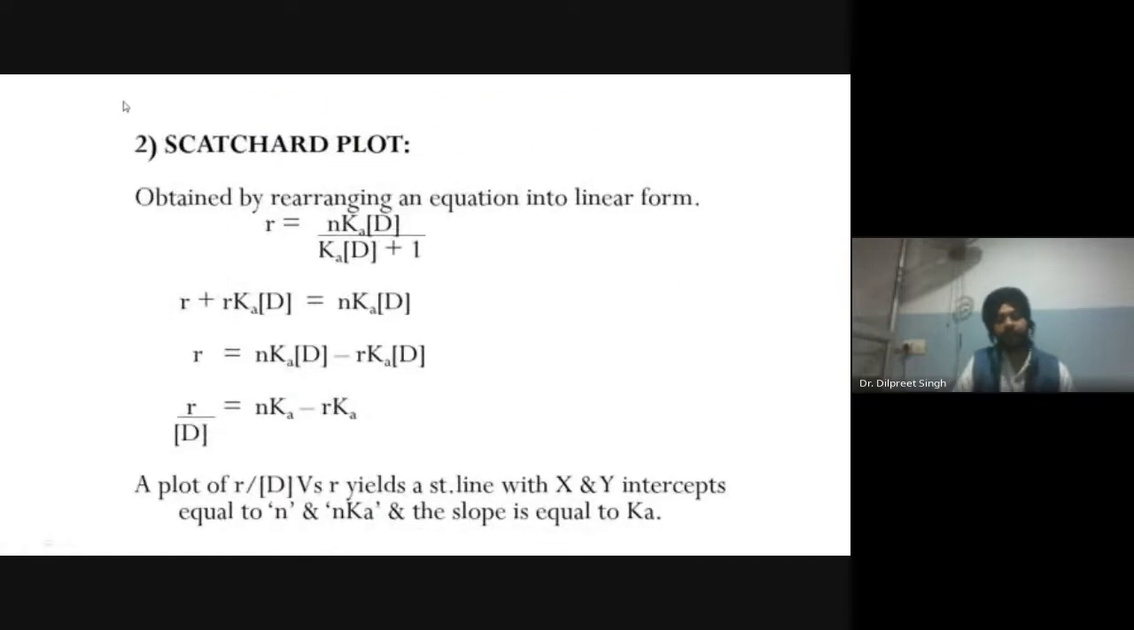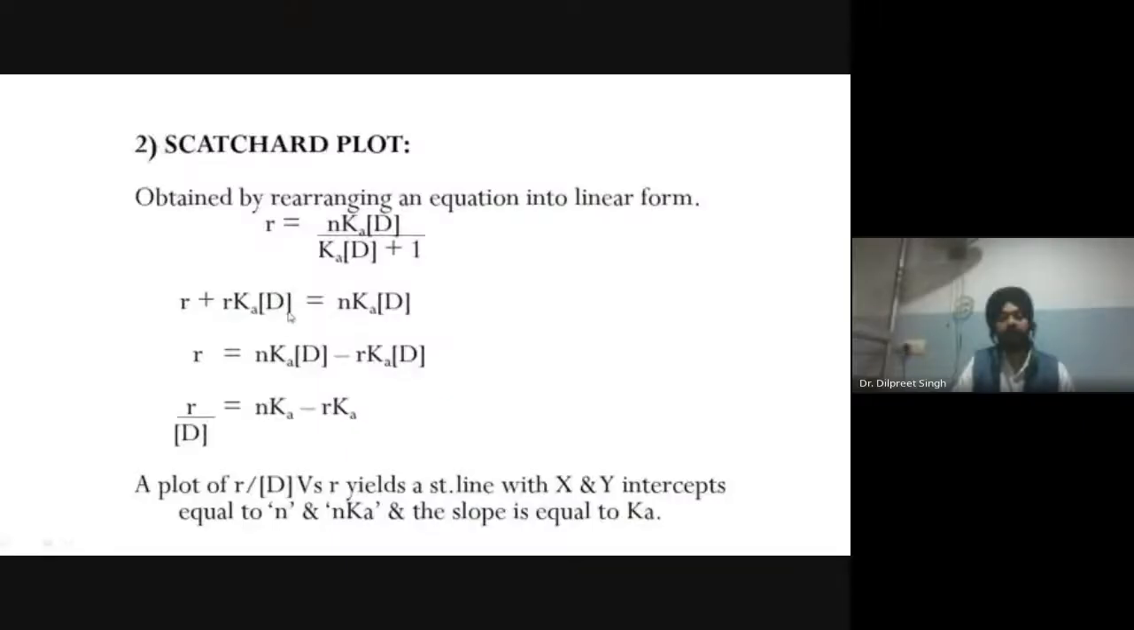Scatchard plot. In the previous equation, R is equal to nKaD divided by KaD plus 1. We can rearrange the equation into a linear form: R plus R Ka D is equal to nKaD. Then R is equal to nKaD minus RKaD. Dividing by D, R divided by D is equal to nKa minus RKa.